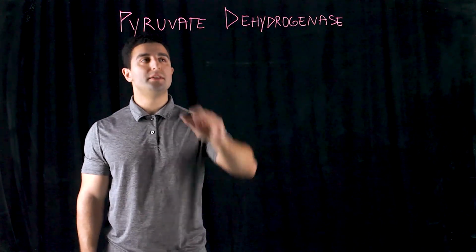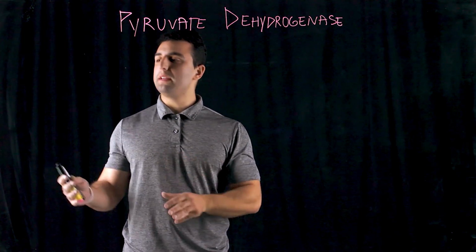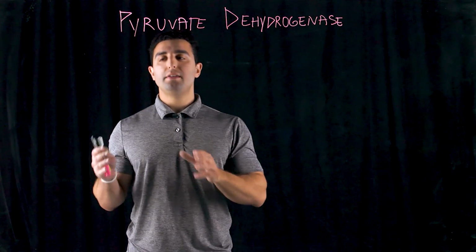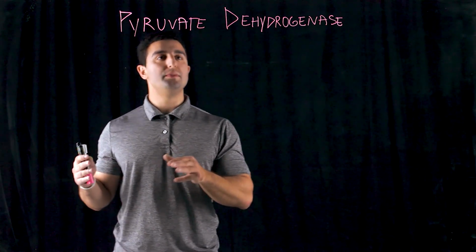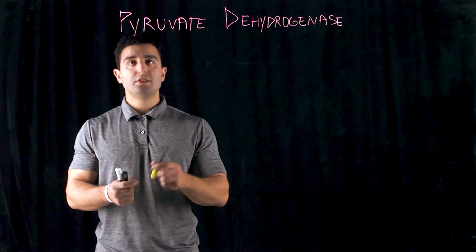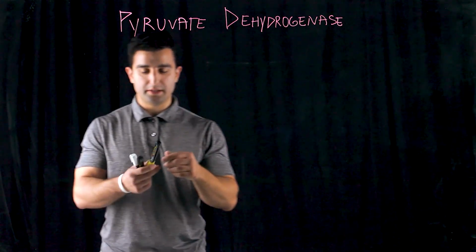All right, so now we're going to talk about the pyruvate dehydrogenase complex. Before, we had glycolysis coming in, breaking down the glucose into pyruvate, so there's an oxidation process that takes place. Now that pyruvate needs to be converted into acetyl-CoA in order to enter the Krebs cycle. The way it does this is through a specific complex called the pyruvate dehydrogenase complex.